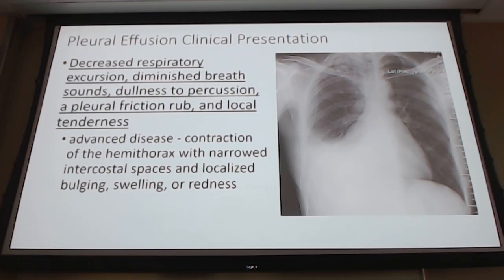All right. Pleural effusions. So this is, again, not in the lung, it's around the lung. You're going to have that meniscus sign. But you're going to have decreased respiratory excursion, meaning they don't have a lot of space for that lung to actually expand. It's going to be harder for them to take a deep breath. You're going to have diminished breath sounds, dullness to percussion, versus if it's air, it's going to be tympanic. You may have that friction rub and localized tenderness.